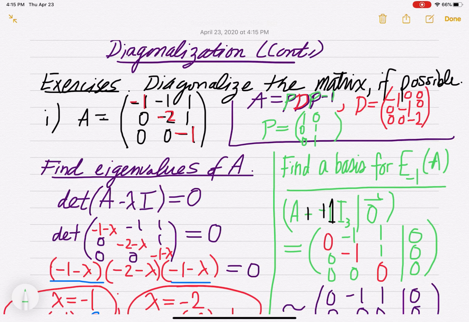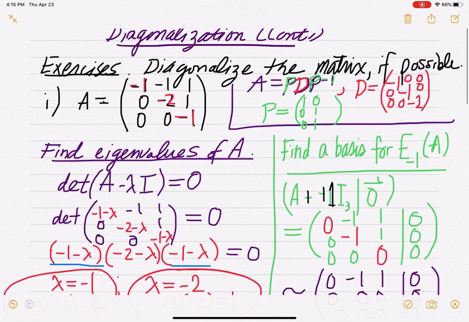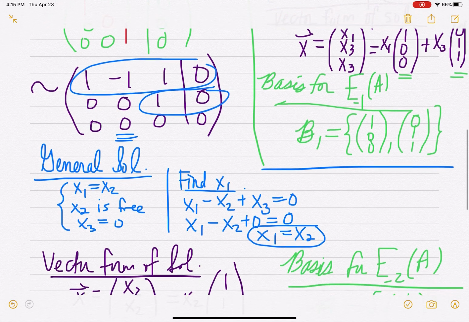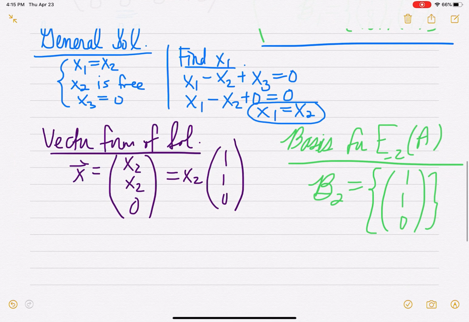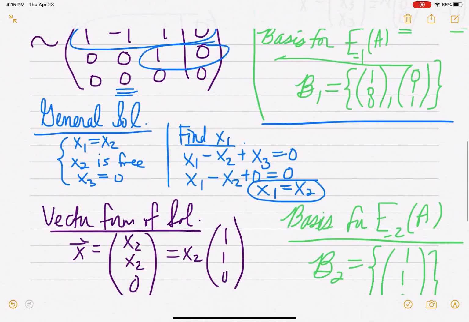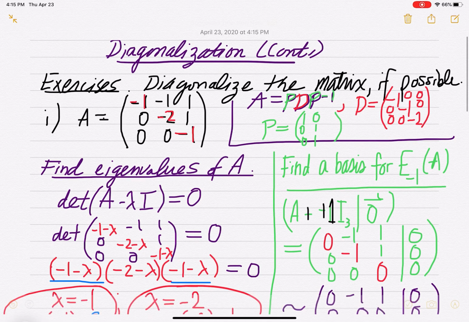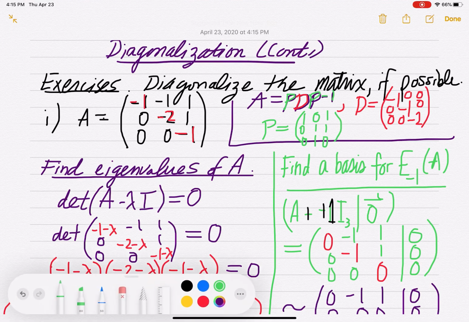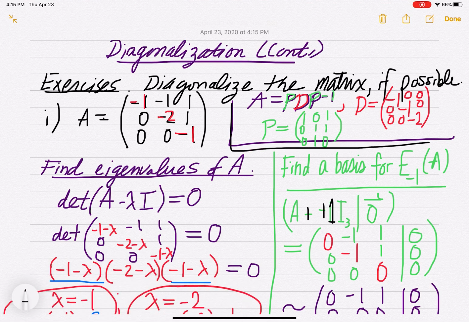Those two eigenvectors are associated with the first two eigenvalues, negative 1 and negative 1. And then for our third eigenvector, we have 1, 1, 0. That's going to go in the third column of P. So there it is, there's the diagonalization right there, up at the top of A. It's P D P inverse where P is 1, 0, 0, 0, 1, 1, 1, 1, 0, and D is a diagonal matrix with negative 1, negative 1, and then negative 2.